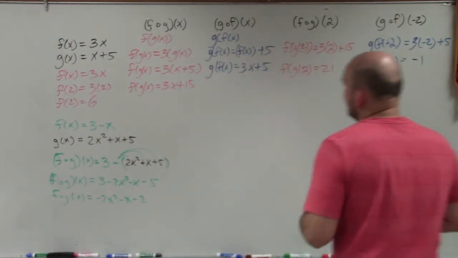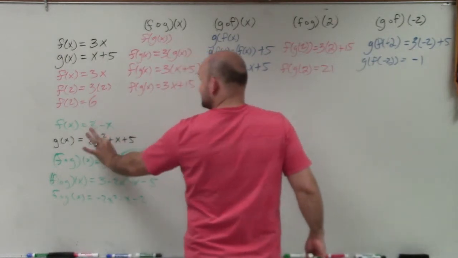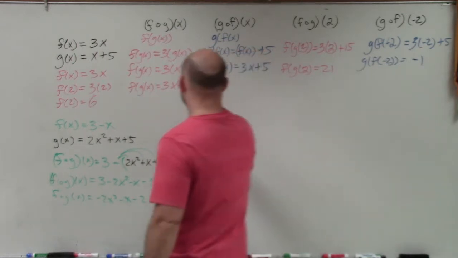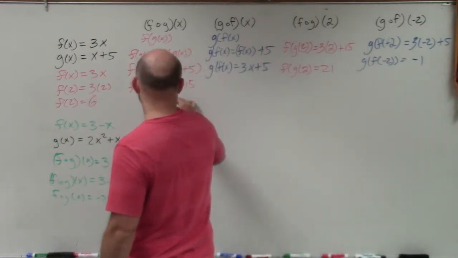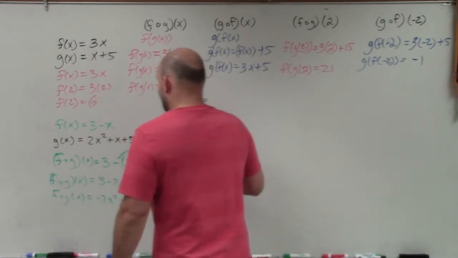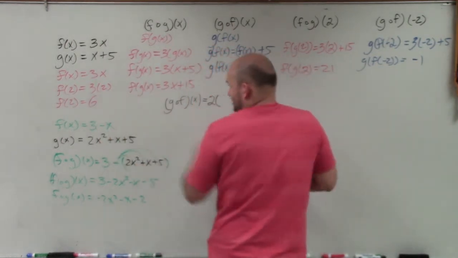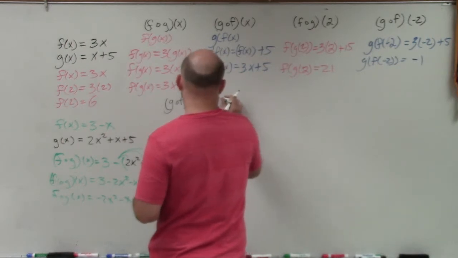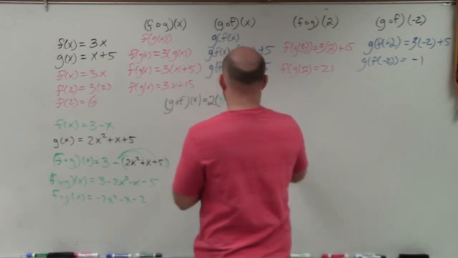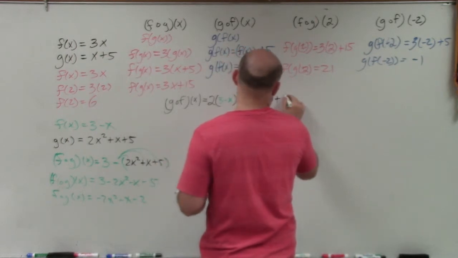OK, so now let's go into g of f of x. Now I'm going to plug in f of x for x into my g of x function. This one does not look like it's going to be a lot of fun, so I'm going to use a little bit of extra space here. g of f of x equals 2 times, well, not x squared, but it's going to be f of x. Well, what does f of x equal? 3 minus x. So, 3 minus x, squared, plus 3 minus x plus 5.